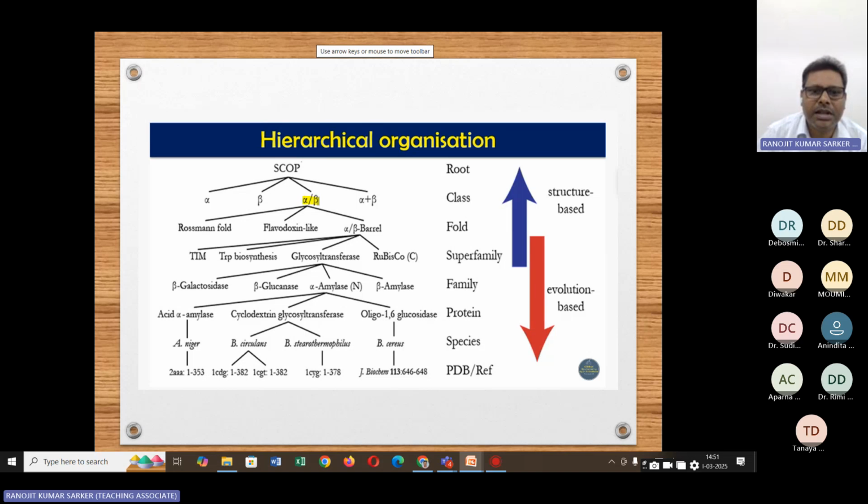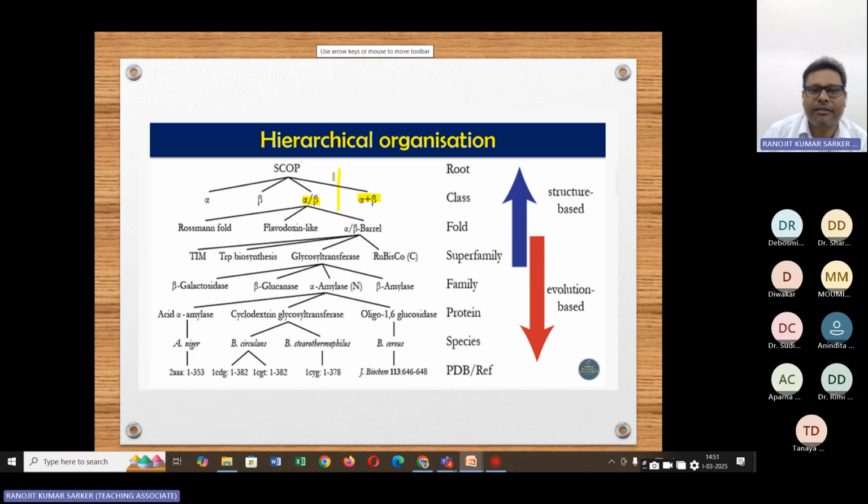Alpha by beta actually indicates that this group of proteins will have both alpha and beta type structure. Now, what is this group? This group also indicates that both alpha and beta type structures are present. Then you will ask me, what is the difference? Both structures have alpha and beta. The difference is in their topology.